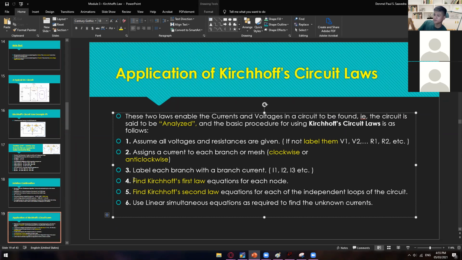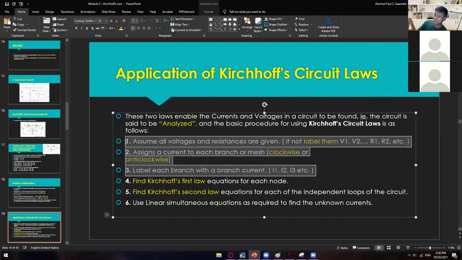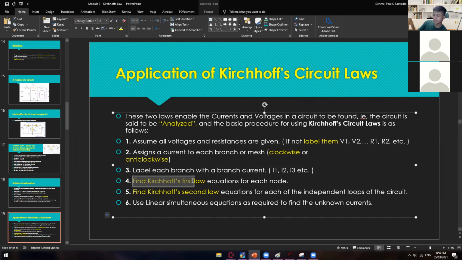Once you're done with those three steps, you can now proceed to KCL. After having the KCL, you may now proceed to KVL, just like what we did a while ago. Then use linear simultaneous equations as required to find the unknown currents. In our case, we find it using one unknown, by forming a formula out of the other equations, then substituting it and getting the value of that unknown.